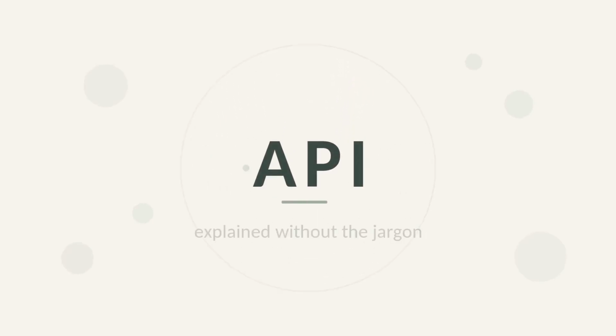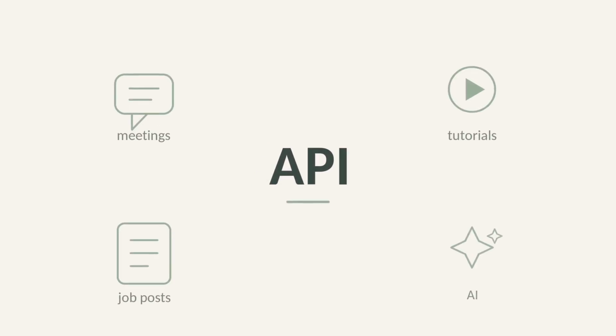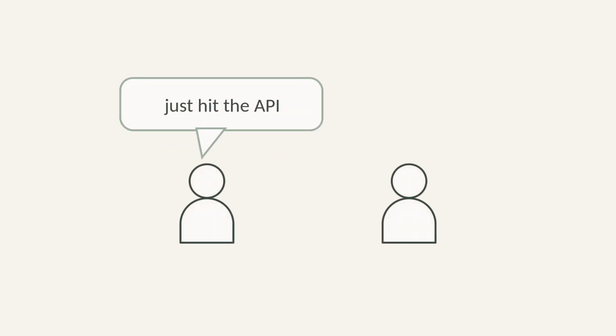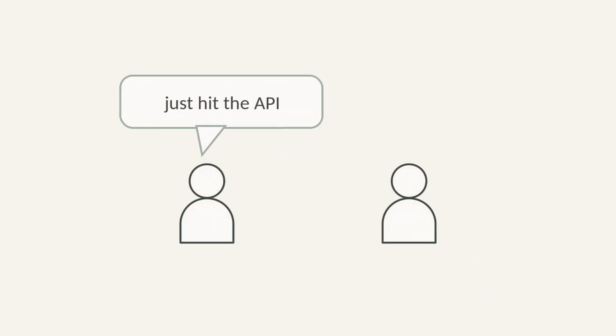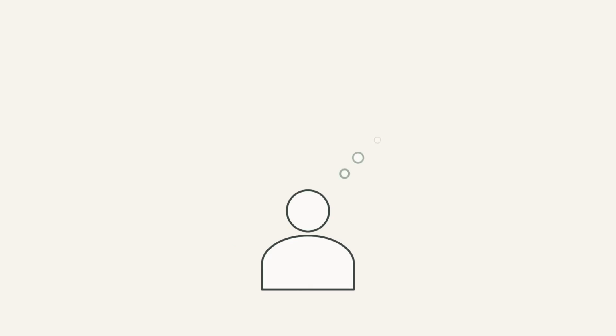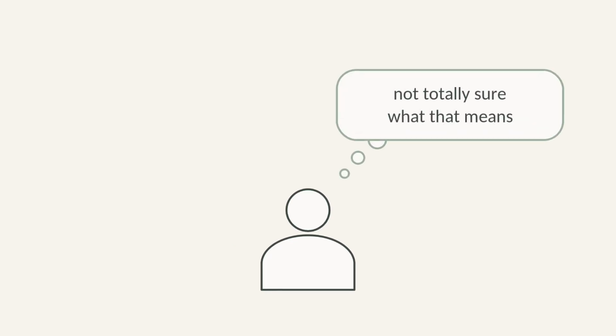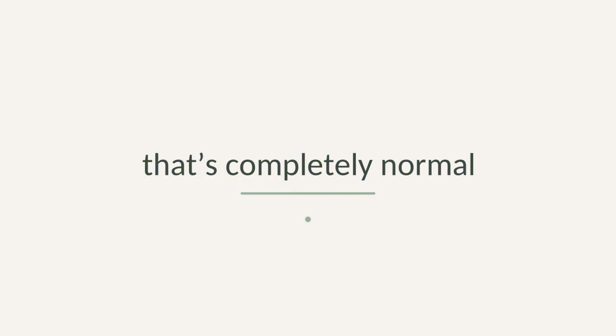You've probably heard the word API in meetings, in tutorials, in job posts, and lately in the context of AI. Maybe a coworker said, "just consume the API," like it was the most obvious thing to do, and you just nodded, while thinking, I'm not entirely sure what that means. If that's you, I want to tell you, that's normal. A lot of people who use the word API every day would struggle to explain it in a simple way. So that's what we're doing here.